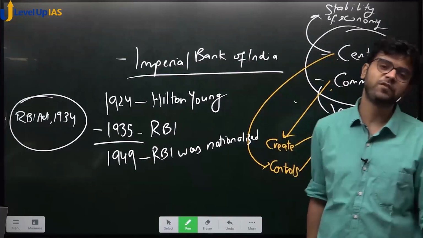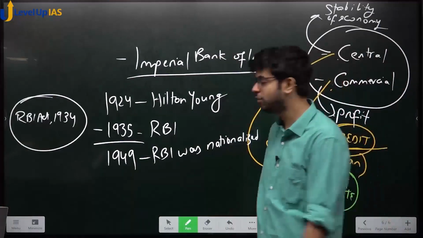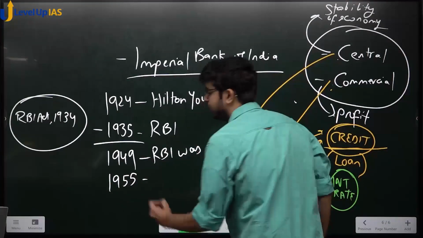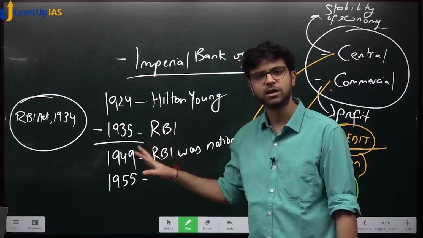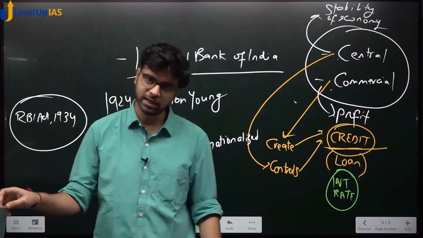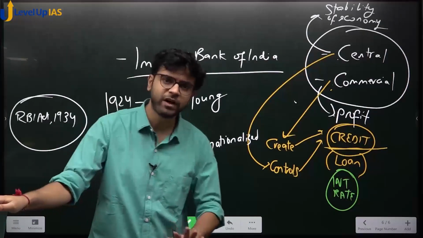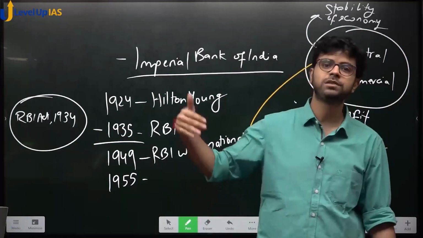Second step that we did after independence was we nationalized Imperial Bank of India. When did we do that? 1955. Imperial Bank of India as a commercial bank was also brought under government control. See, today Punjab National Bank and all banks also are under government control. But they are nationalized banks. They also work for profit. So don't think that private ownership is profit motive and public ownership is non-profit motive.